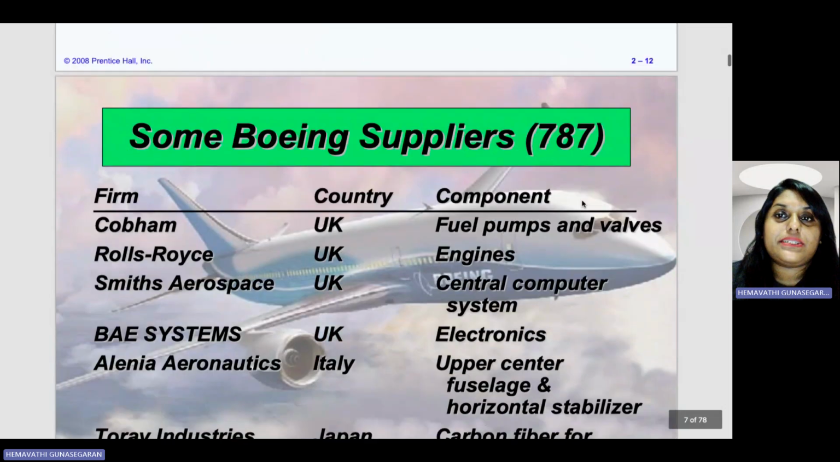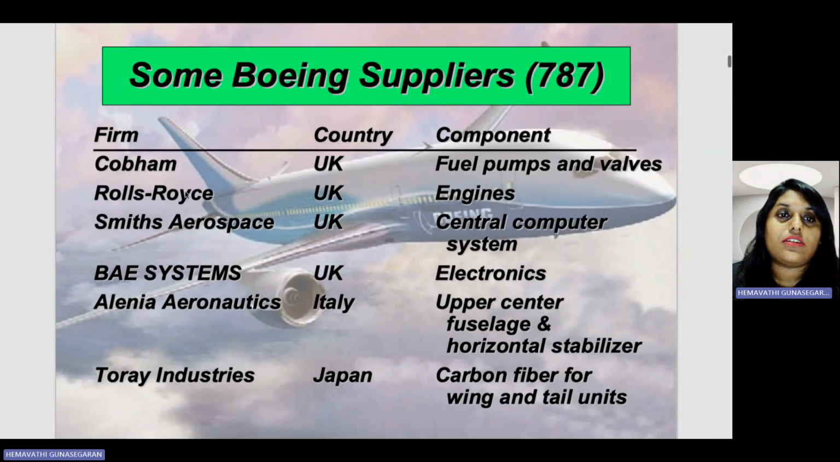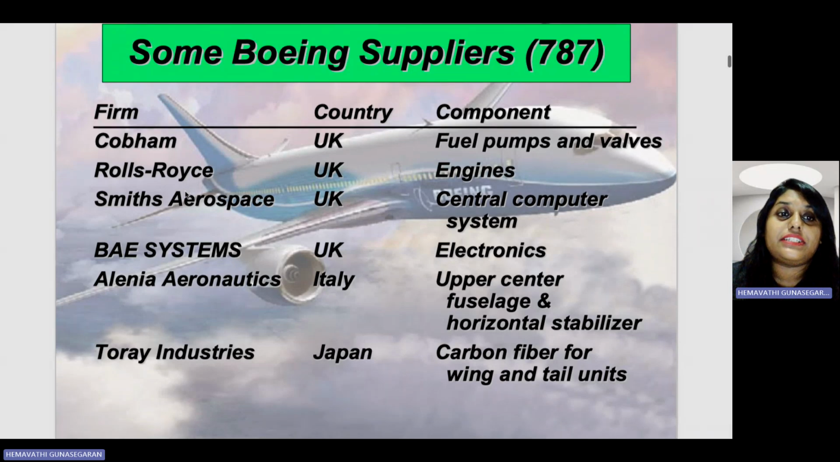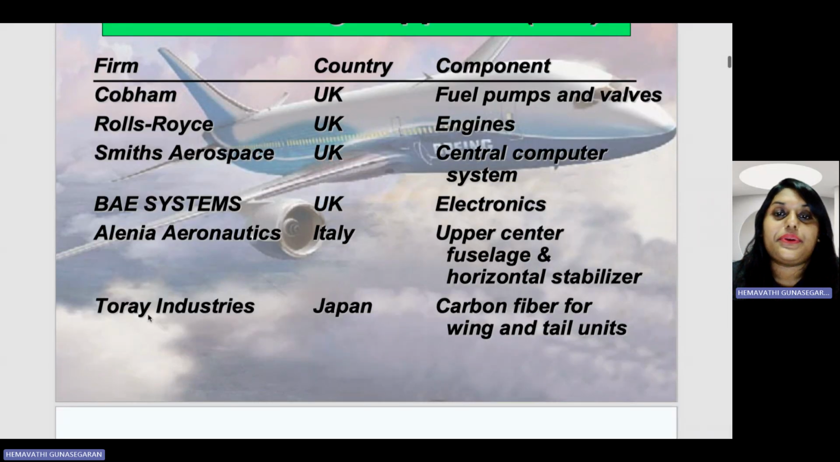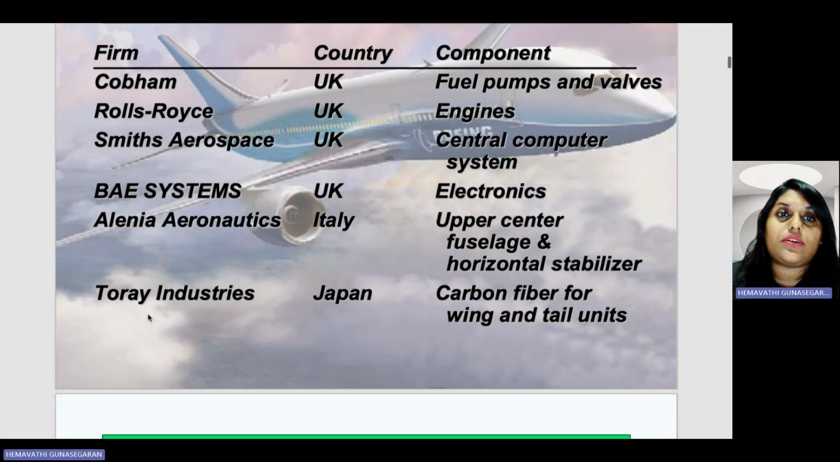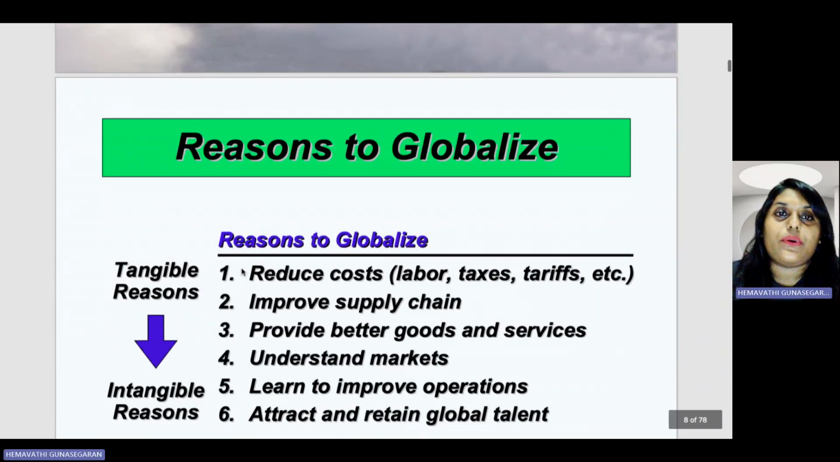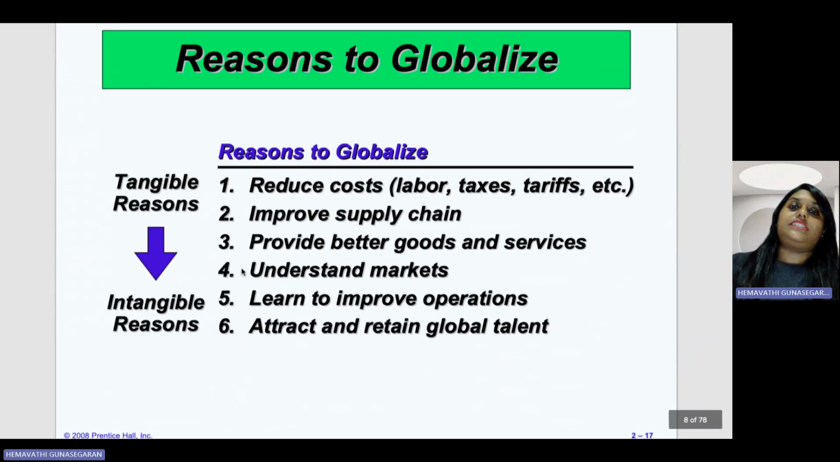So some Boeing suppliers for the 787 include firms like Cobham, Rolls-Royce, Smiths Aerospace, BAE Systems, Alenia, and Thales, right? All these companies are related to being Boeing suppliers or associated with the airplane. Now, when we look into globalization, we want to know why we need to globalize. Why do we need to expand our company to outside countries? Why can't we just do it in the home country?